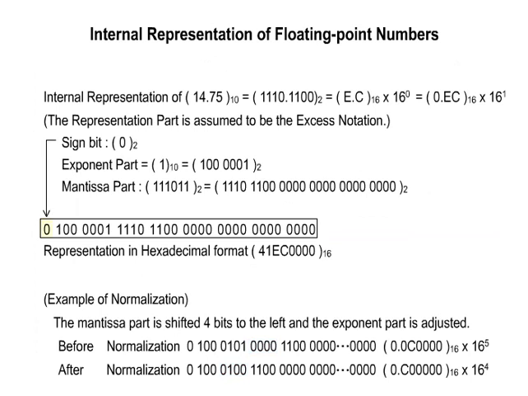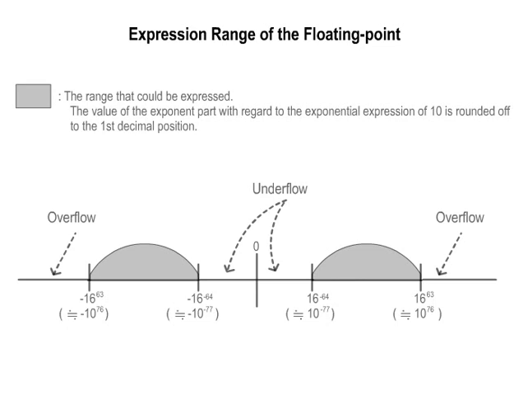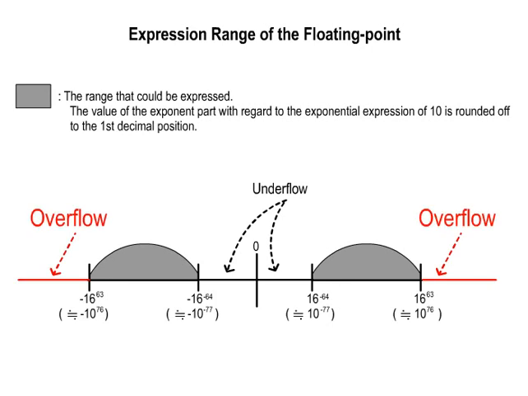Example of internal representation of a floating point number. Floating point numbers are used in calculations, such as engineering calculations. They can represent a wider range of numbers than fixed point numbers. When the operation result exceeds a value that can be represented, this is called overflow. When the results are too small to be represented, this is called underflow.